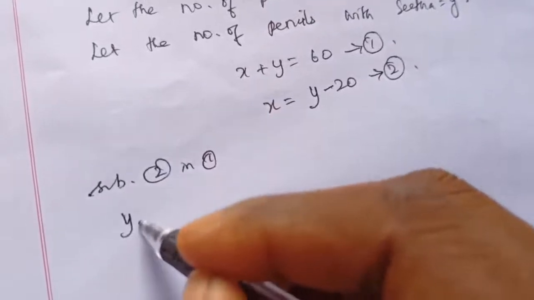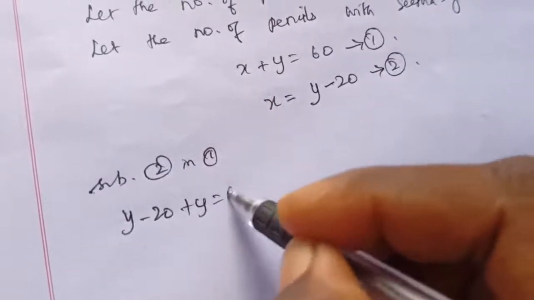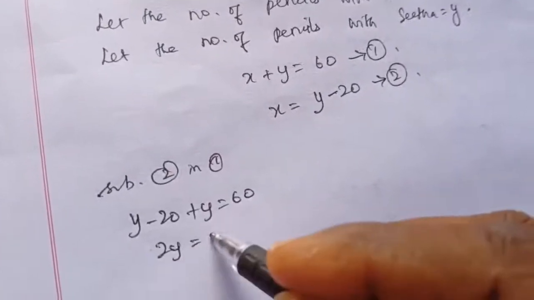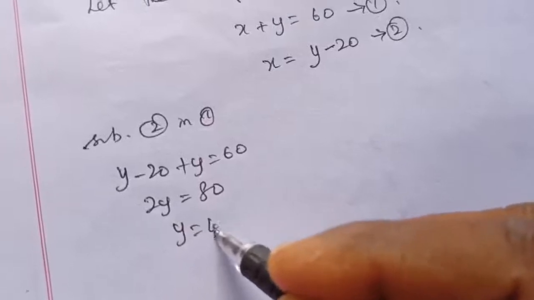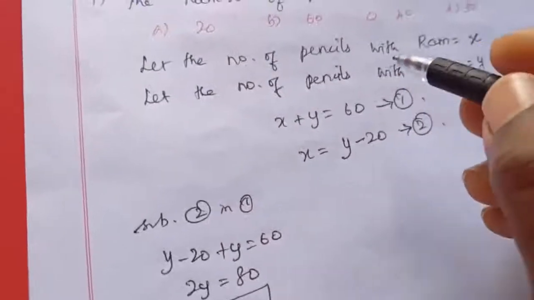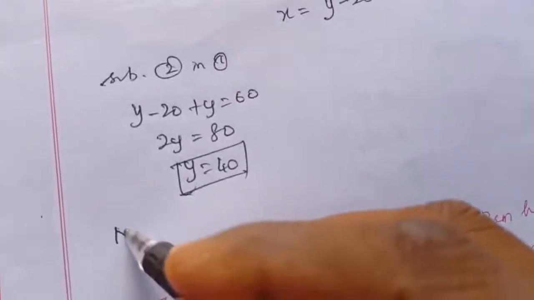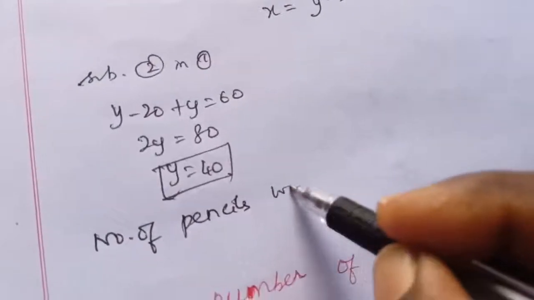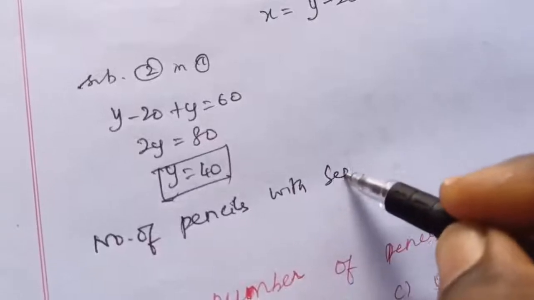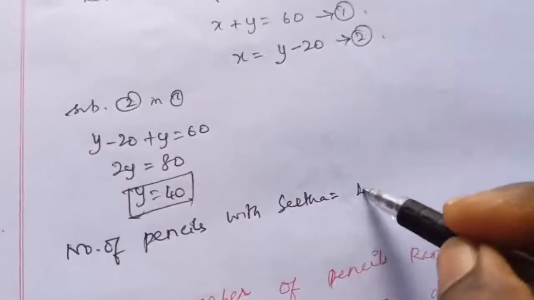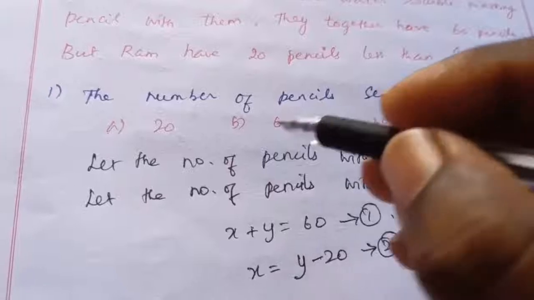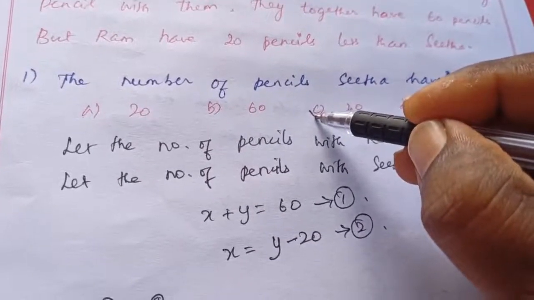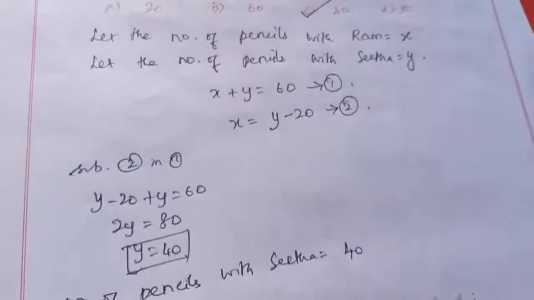Instead of X, Y minus 20 plus Y is equal to 60. Next, 2Y is equal to 80, so Y is equal to 40. Y indicates Sita, so the number of pencils with Sita is equal to 40. The question asked how many pencils Sita has, and we found that it is 40. Option C is correct.